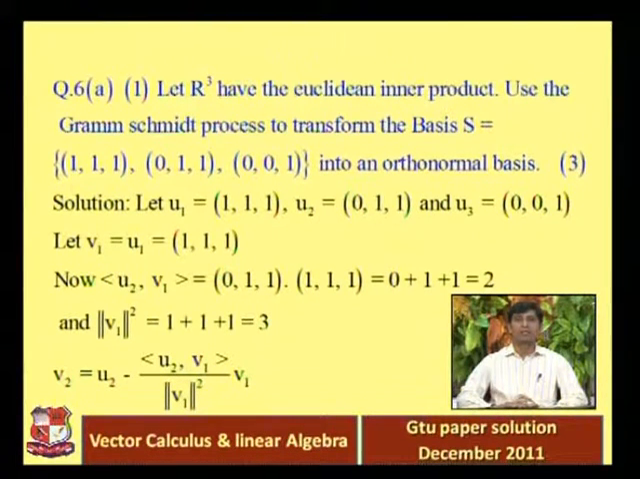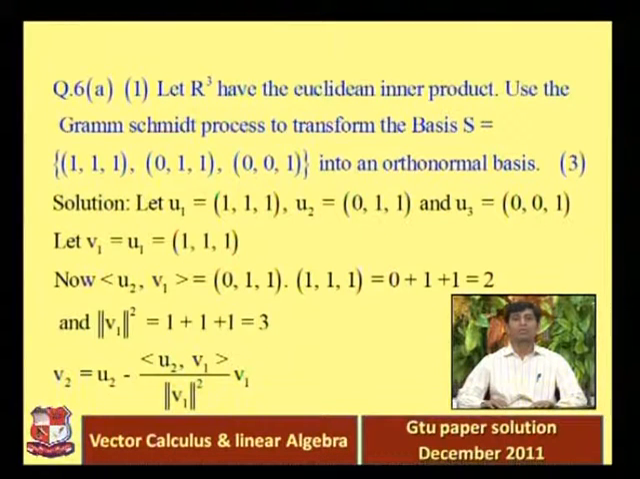So here we use the Gram-Schmidt process to transform the basis S equal to {(1, 1, 1), (0, 1, 1), (0, 0, 1)} into an orthonormal basis. Let U1 is equal to (1, 1, 1), U2 is equal to (0, 1, 1), and U3 is equal to (0, 0, 1). First we convert these three vectors into orthogonal vectors. Then from orthogonal to orthonormal, we know we divide each vector by its norm. So first we convert these 3 vectors into orthogonal vectors, and that is the main process.